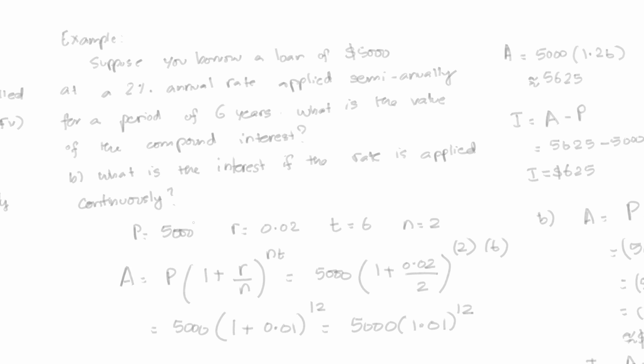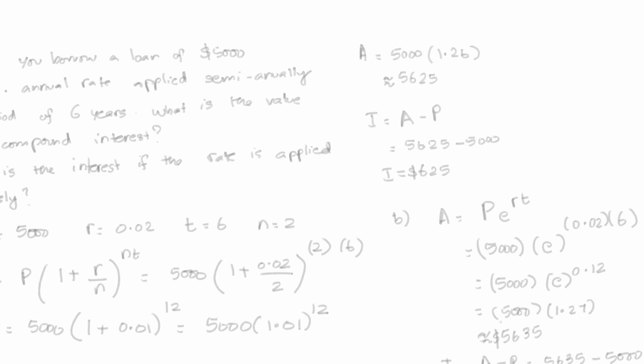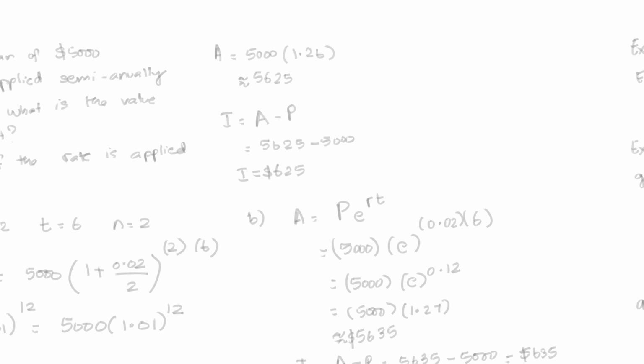So what I have to do is take these values that are provided and plug them into my compound interest formula. So when I plug it in, I end up getting 5,000 times 1.01 raised to 12. That gives me an approximate amount of 5,625. Keep in mind that is amount plus interest. If you want to find interest, you subtract the principal, which is the 5,000 that you had initially, from 5,625. You'd end up getting an interest of 625.